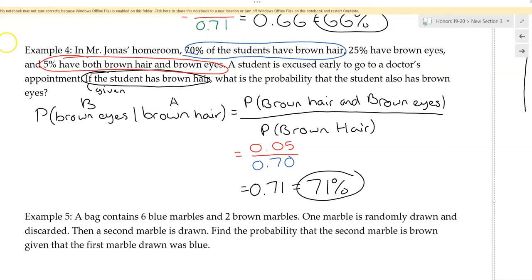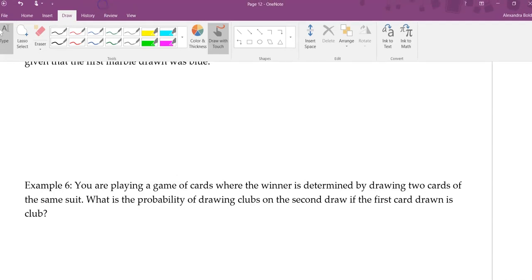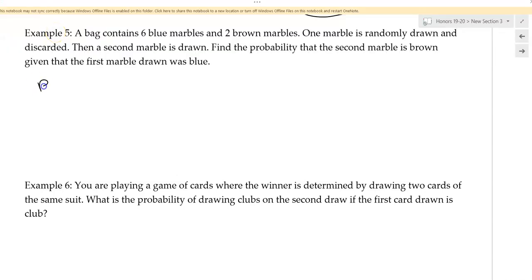Alright, looking at example 5. A bag contains 6 blue marbles and 2 brown marbles. One marble is randomly drawn and discarded. Then a second marble is drawn. Find the probability that the second marble is brown, given that the first marble drawn was blue. So this one, marble is randomly drawn and discarded means that, right, it's not replaced. So we're doing a probability that the second marble is brown, given that the first marble is blue.